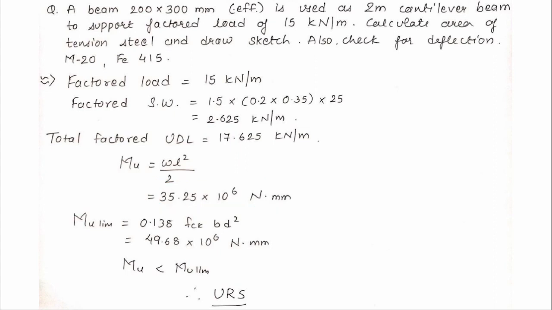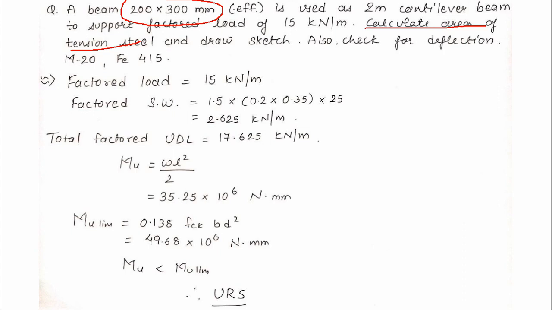Clear? Now the second thing is to find Mu lim. Here keep in mind we are not designing the beam. If we were designing the beam, we would be finding the section dimensions, but they are not prescribed in the question. We are just calculating the area of steel. So if we are not designing the beam, we cannot assume it to be a balanced section. If the question was to design a beam, we would always start with the assumption that it is a balanced section.